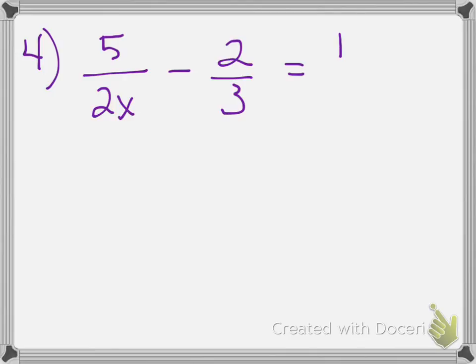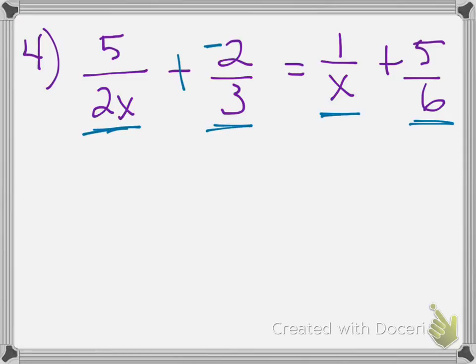So now I have number 4, which is 5 over 2x minus 2/3 equals 1 over x plus 5/6. And again, because I have a minus, I am going to add the opposite just to make my life a lot better. So now I'm going to look at all of my denominators, 2x, 3x, and 6. So looking at those, I have to decide on my LCM.